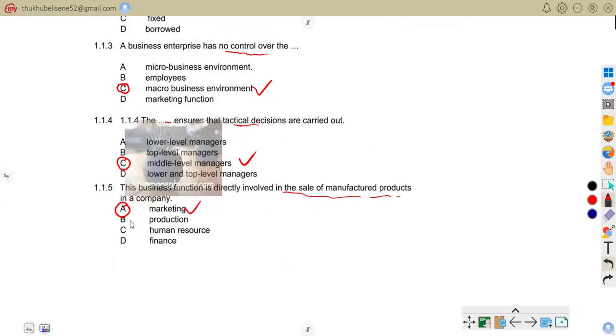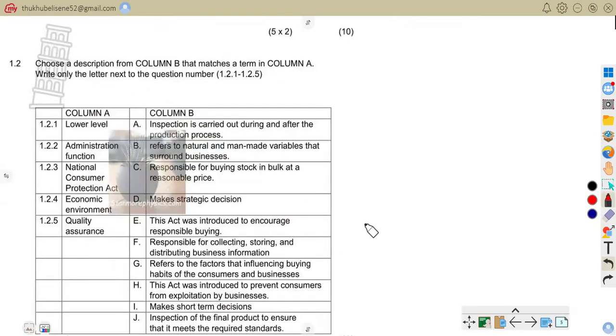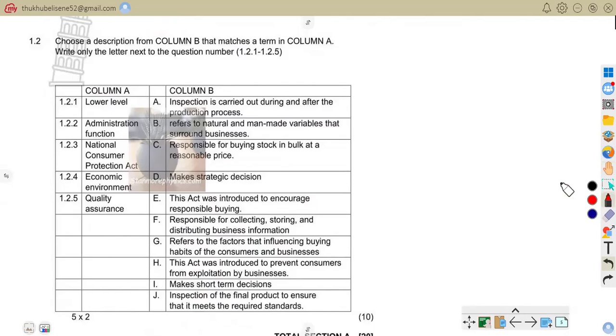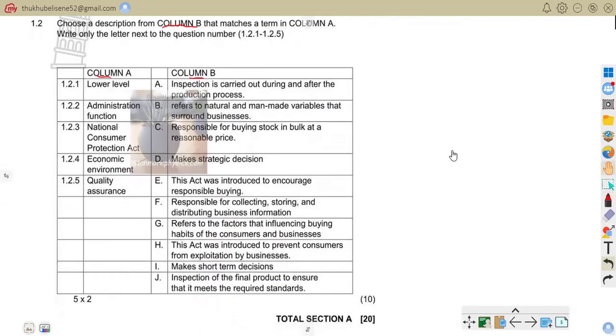So that is that. Now let's quickly go to 1.2. 1.2 is a matching question. It says, choose the description in column B, this is column B, that matches a term in column A. These are the terms in column A. Write only the letter next to the question numbers 1.21 to 1.25. So let us attend to the matching question.